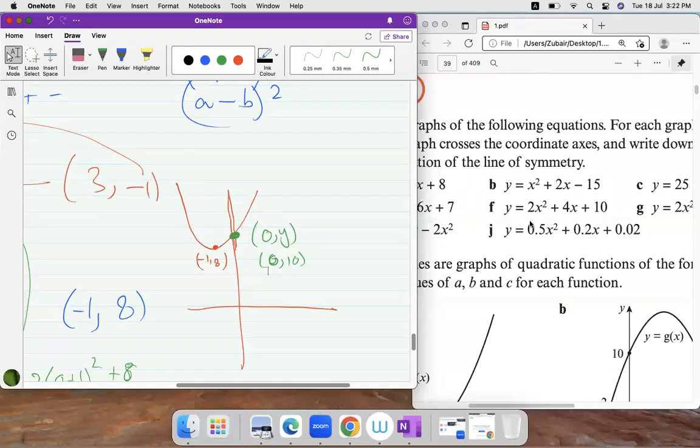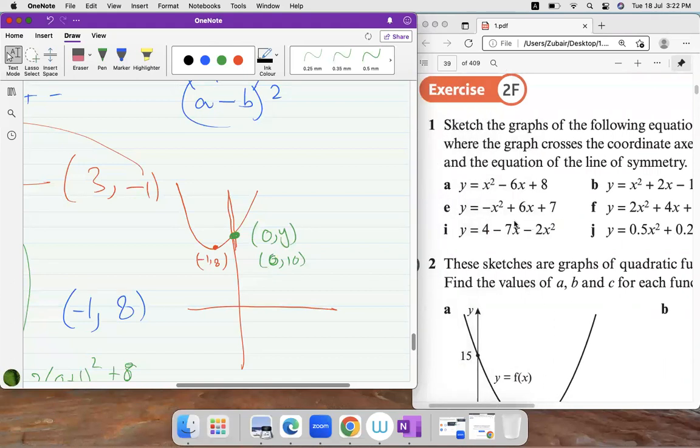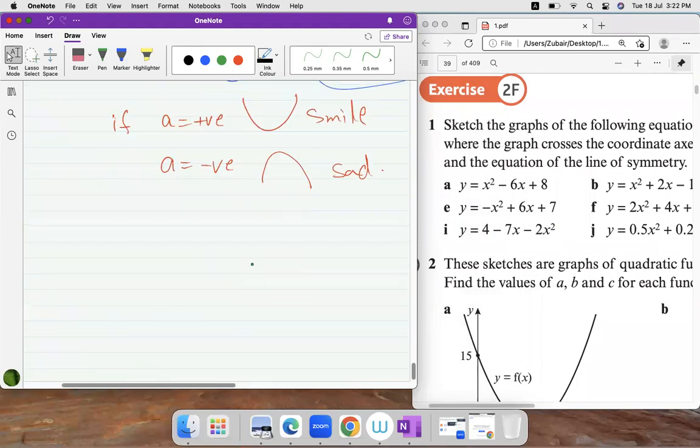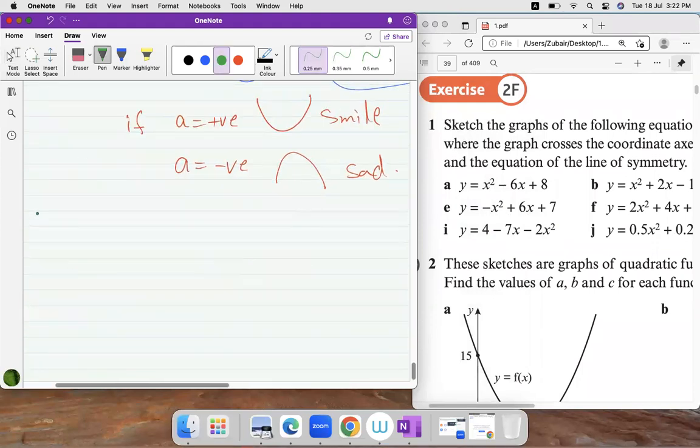Let us try a few more questions. Should I choose this negative e part, negative x square plus 6x plus 7? Y is equal to negative x square plus 6x plus 7. First step is making the coefficient of x square as 1. So taking out negative 1 as common, all the signs change.